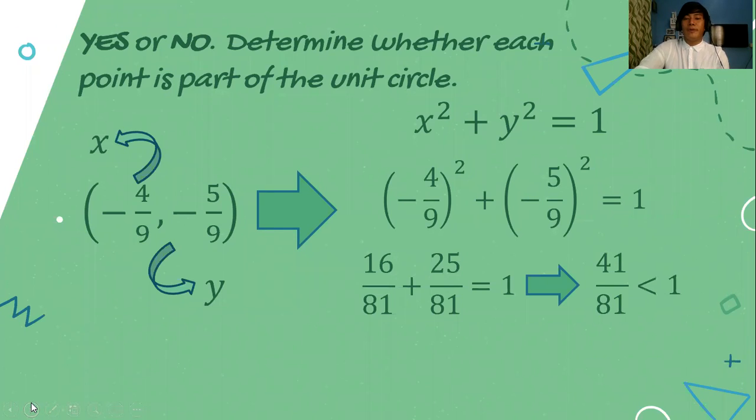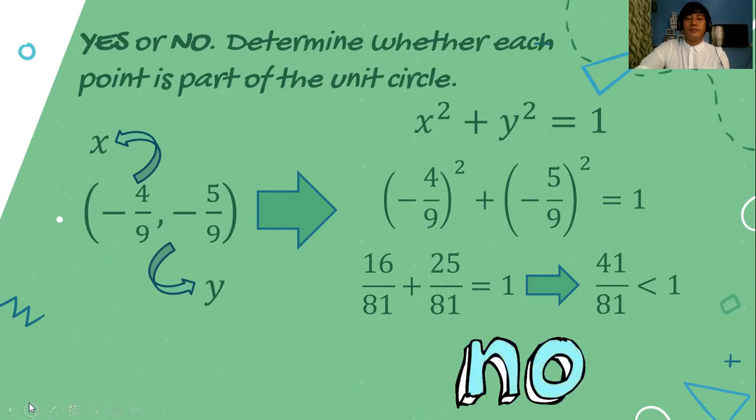And we know that 41 over 81 is less than 1, so it is not equal to 1. Therefore, the point negative 4 over 9, negative 5 over 9 is not a trigonometric point.